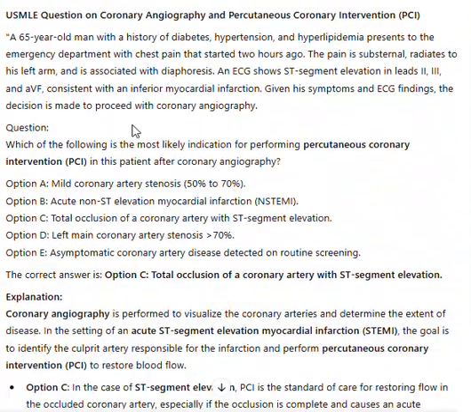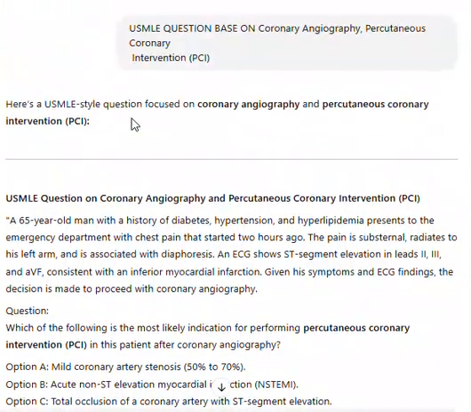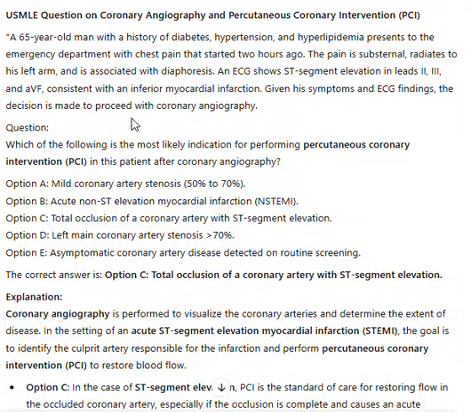Here's a USMLE style question focused on coronary angiography and percutaneous coronary intervention, PCI.